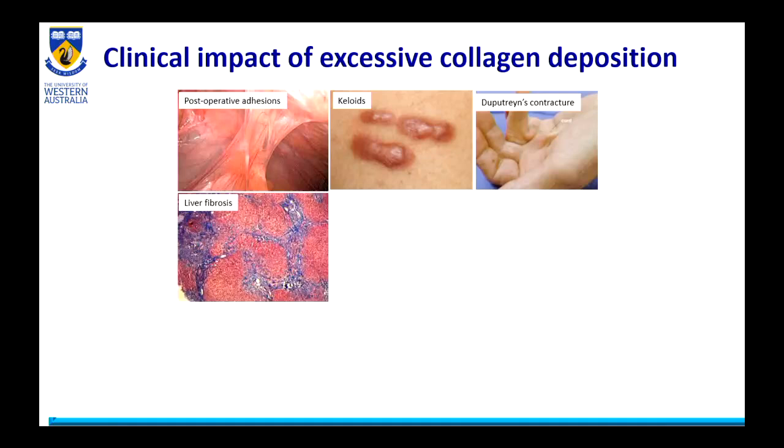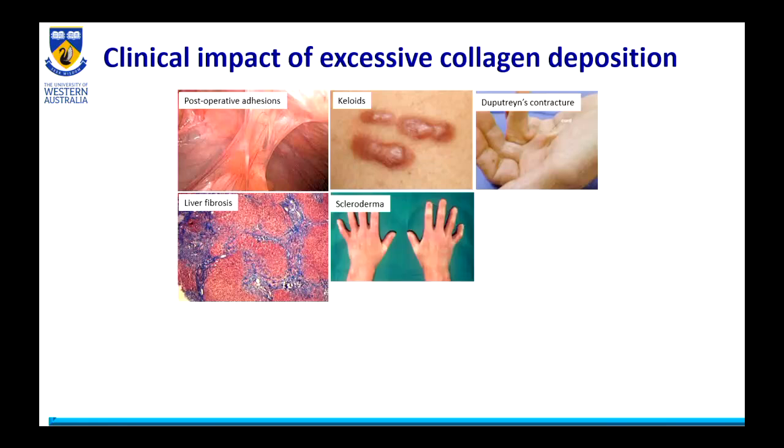Liver fibrosis. So here, all the blue is collagen. You should not see that in liver. You should have a very, very thin septum of collagen, and you can see that that's quite a lot of that in the liver. And of course, that's going to impact on liver function.